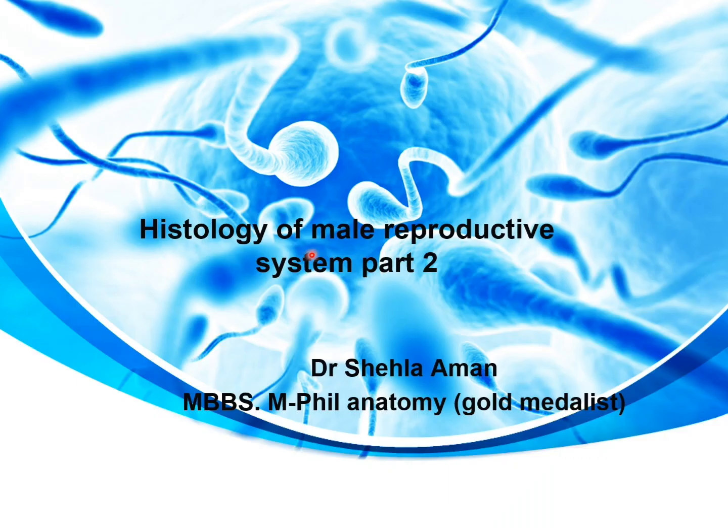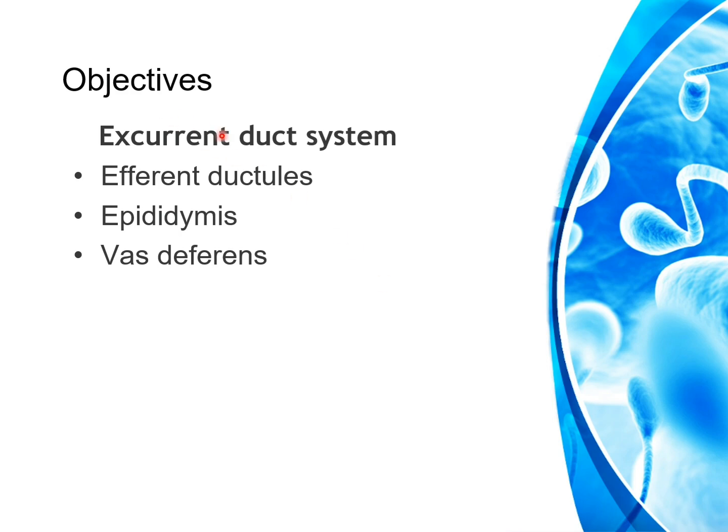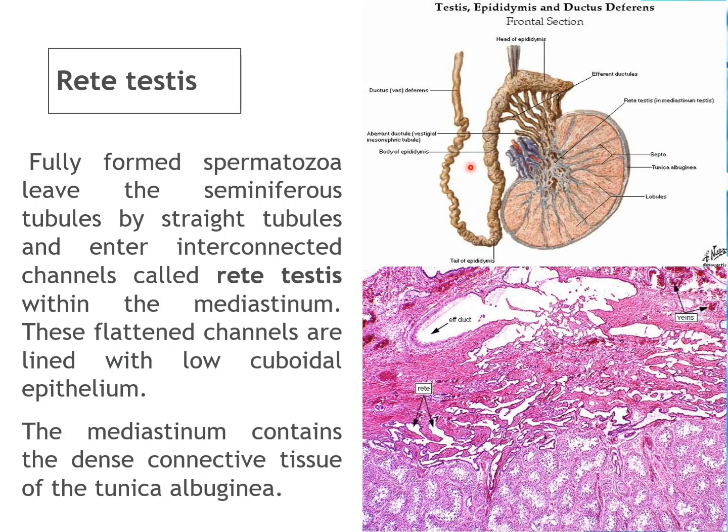Today we are discussing the histology of the male reproductive system, part 2. And in this class, we will discuss the excurrent duct system. So the objectives of today's slide are to discuss the efferent ductules, histology of the epididymis, and histology of the vas deferens. First, we will do a little bit of revision from the previous class.